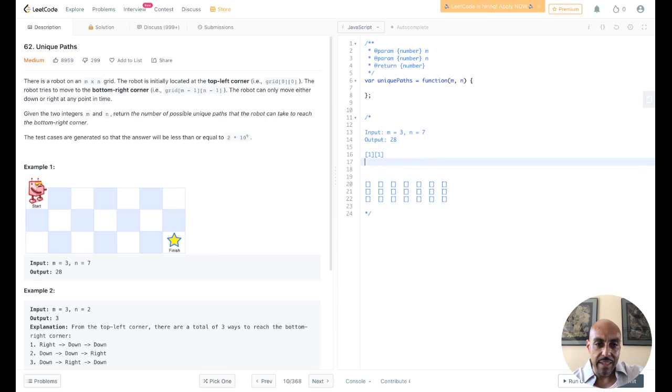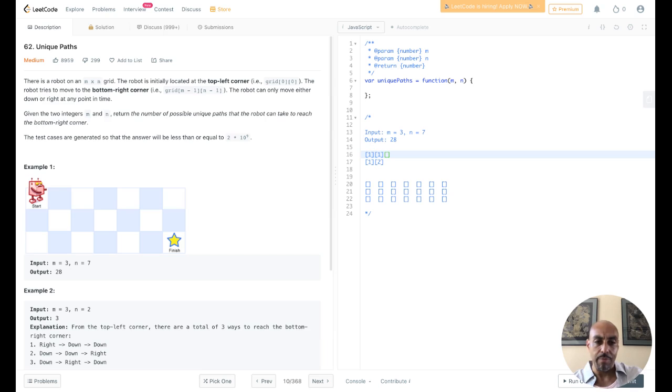What if we had it like this? How many ways can you get down to this one? Well, there's only one way. The only way is going down. Now, what about this one? This is interesting. Well, there's one way to get to here, and there's one way to get to here. And let's see, you can go to the right and then down, or you can go down and then to the right. So what does that mean? There's two ways. Interesting.